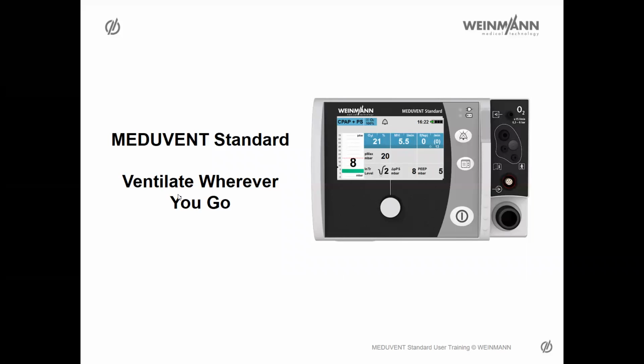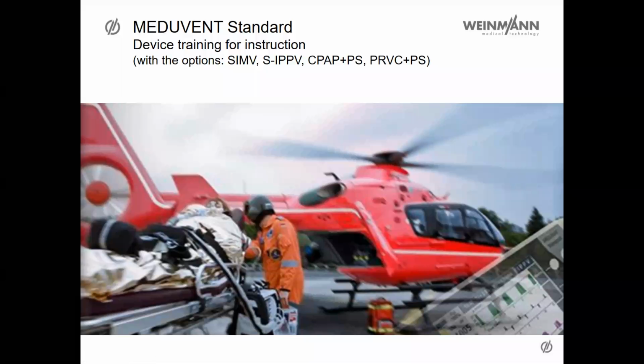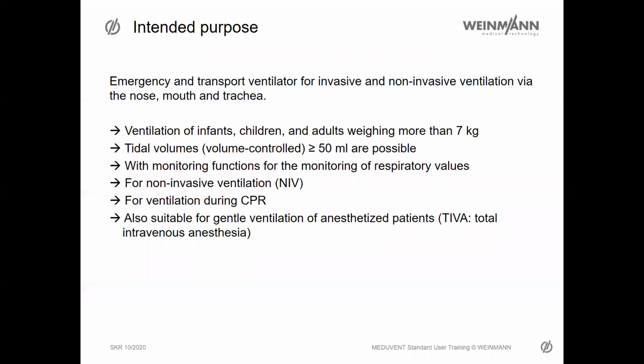Super. So we start with the product training, MEDUVENT standard ventilation wherever you go. We have the training introduction with the option SIMV, SIPPV, CPAP, NPS, and PRVC plus PS. The MEDUVENT standard is an emergency and transport ventilator for invasive and non-invasive ventilation. The main numbers you have to know is that the ventilator can ventilate patients above 7 kilograms of body weight, and the tidal volume is volume controlled over 50 milliliter, which are possible.